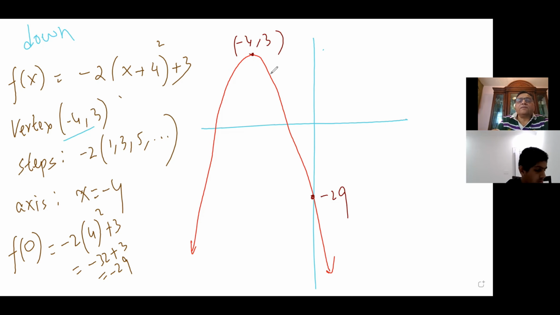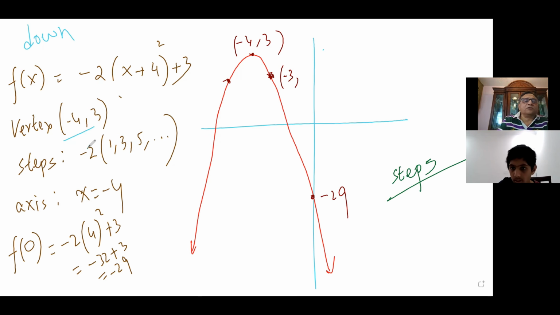Let us say this diagram is not to scale. I'm going one step to the right. So instead of minus 4, if I am at minus 3, what should be my y value? Look at these steps. If I go 1 step, it will be 2 down, right? Minus 2 times. So minus 2 from 3 will give you 1, correct? Similarly, on this side, at minus 5, I will get another value of 1. So that is how we can actually use the steps.